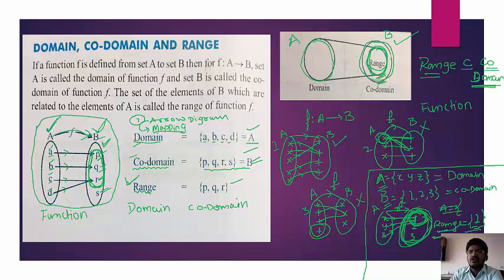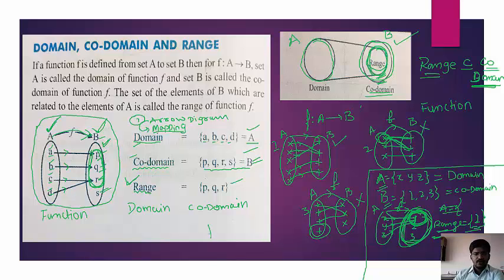The elements of range may be equal to the codomain, or it will be lesser than codomain. Please remember all these important points, very very important. The elements in the range can be equal to codomain, or they can be fewer than the elements in the codomain, because range is always a subset of codomain. Are you getting my point?